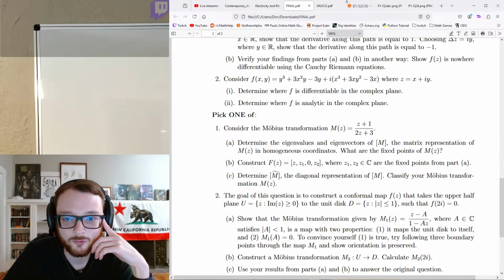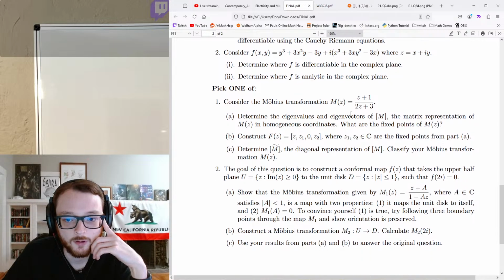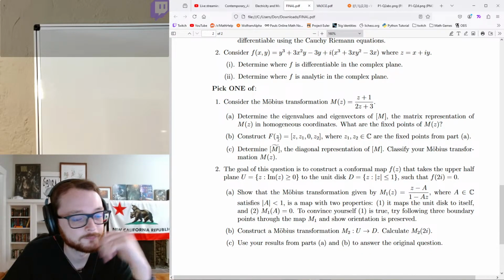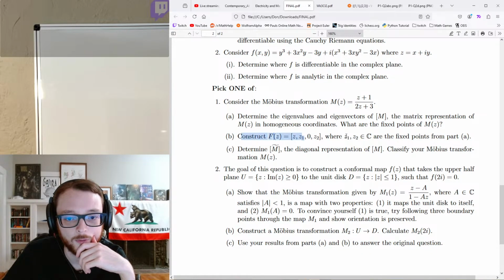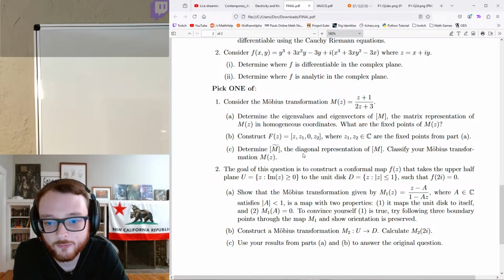Okay, well, what are our eigenvectors? So, thankfully, Wolfram Alpha gets 1 for the denominator for each of these. So our two fixed points are -1/2 plus root 3 over 2 and -1/2 minus root 3 over 2. Those are the fixed points there. So part B, construct f of z equals z, z1, 0, z2, where z1, z2 belong to C are the fixed points from part A.